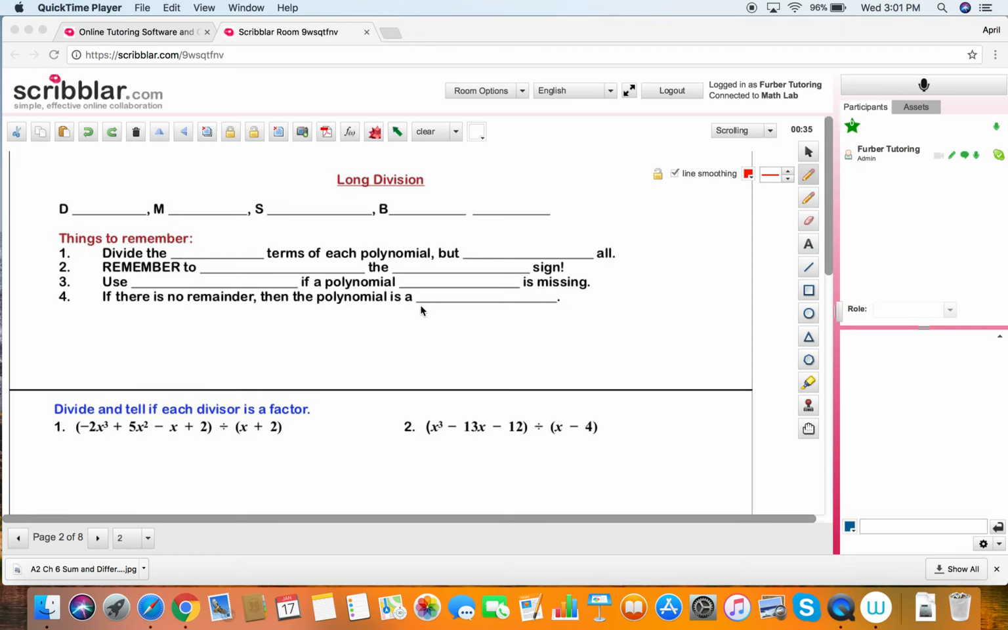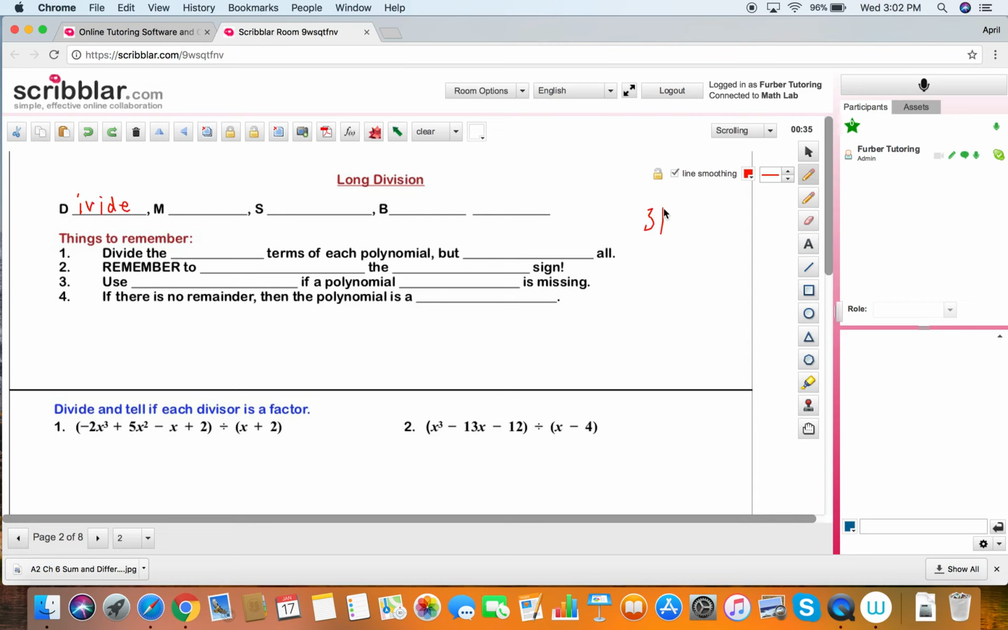Okay, so the first method we're going to discuss in terms of determining whether a polynomial is a factor of a larger polynomial is for us to do long division. So the steps are the same that you do for regular long division with numbers, and that's what we're going to fill in here. So the D stands for divide.